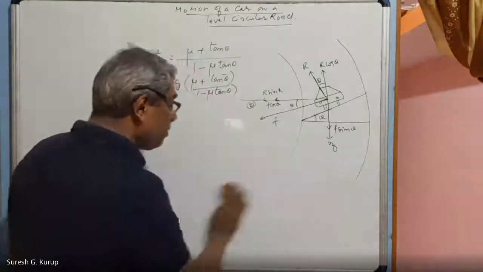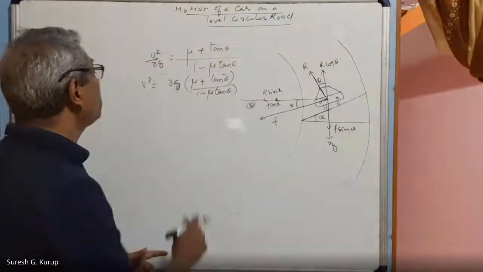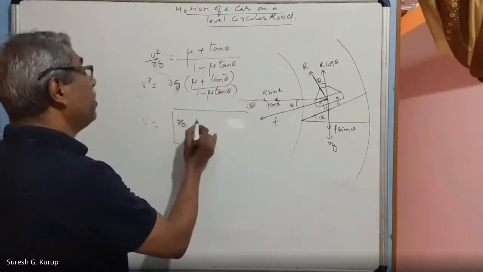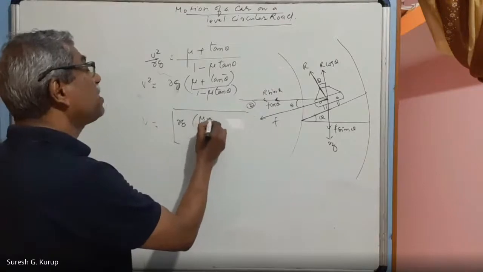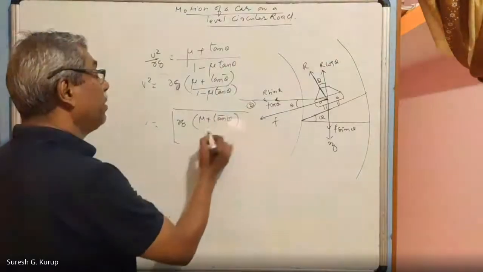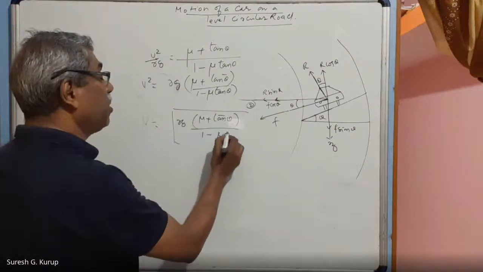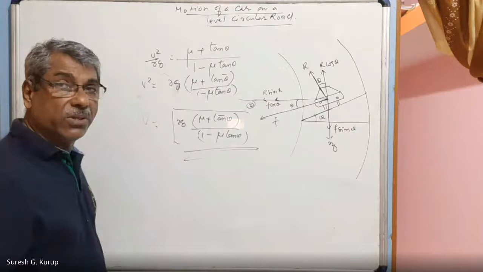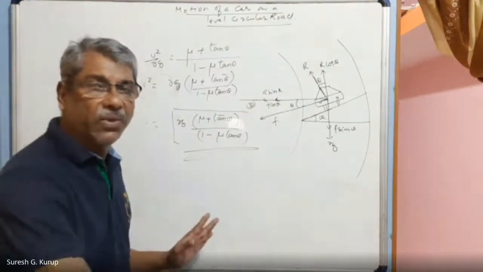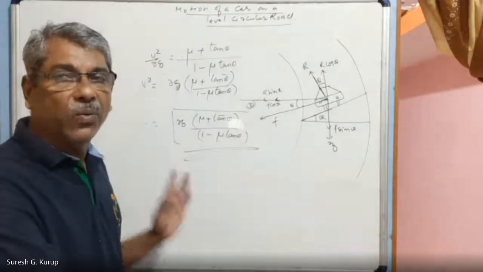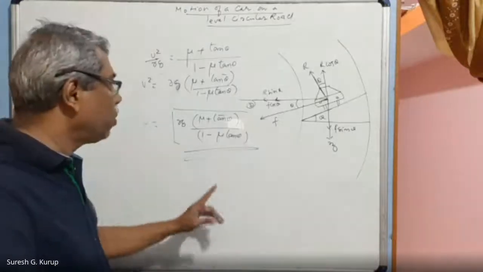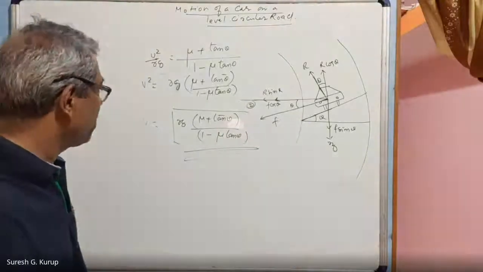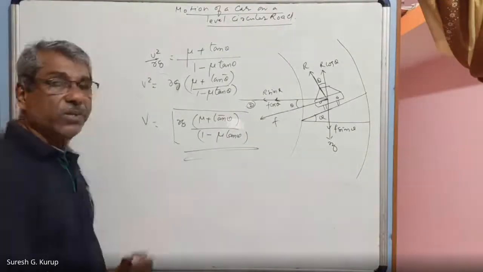So we can find v from this relation. V is equal to square root of Rg into mu plus tan theta divided by 1 minus mu tan theta. So this is the safest maximum velocity with which a car, a vehicle can negotiate a banked road. Banking angle is equal to theta. So this is a very simple thing, right? V means the safest velocity.